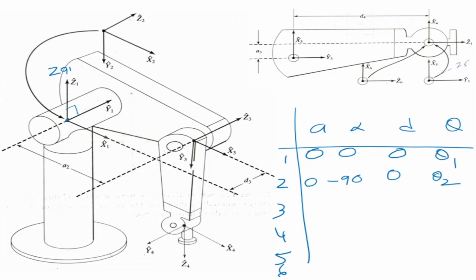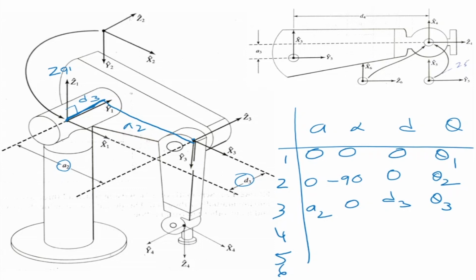What about the third frame? Now there is a distance of A2 in the case of the third frame. The distance between Z3 and Z2 is A2. Z3 and Z2 are parallel, so alpha is 0, but there is a slight shift. The third origin is here, so there is a shift of D3. Basically origin 2 moved this way and then moved forward like that. So this is my A2, and that is my D3, and this is theta 3.